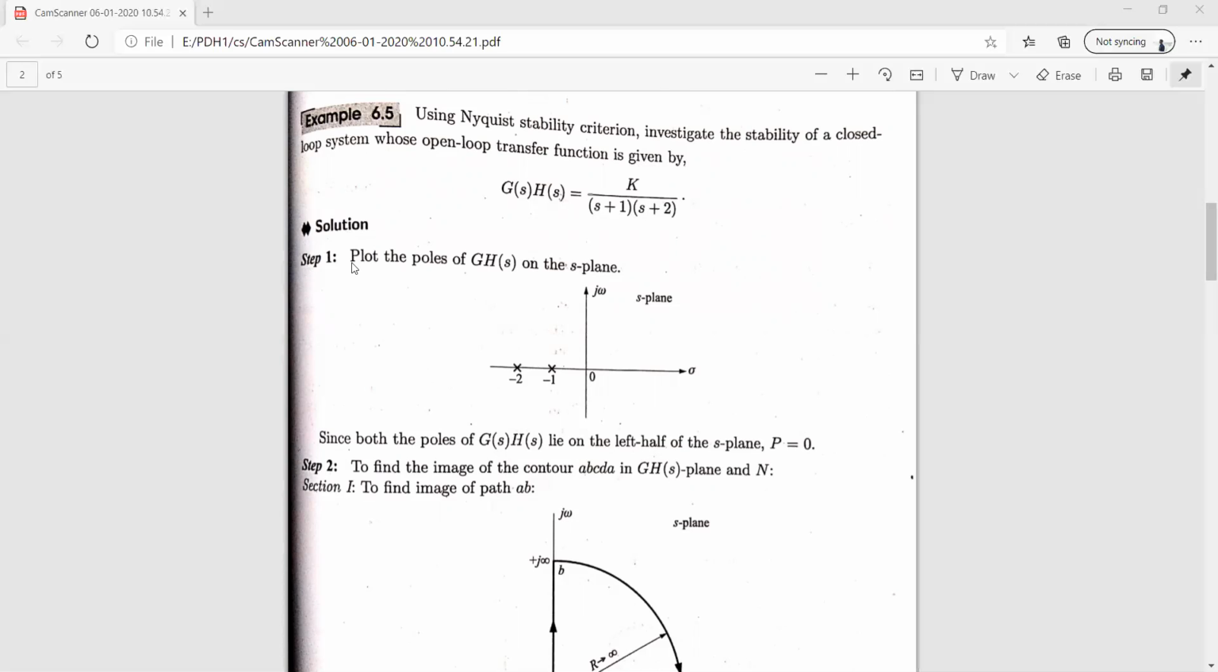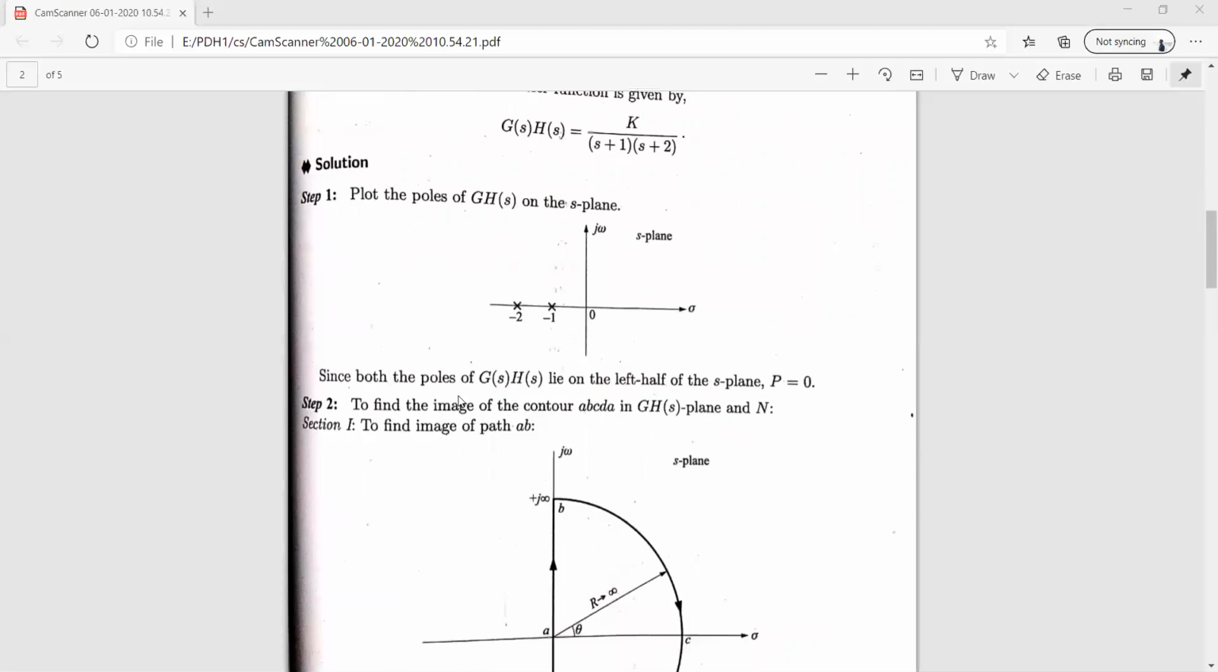The solution goes this way. In step 1, we need to plot the poles. How many poles do we have here? Two poles. One pole is located at -1 and one more pole is at -2. We have located -1 and -2 with cross marks. This is the S plane, sigma versus j omega. Since both the poles of G of S, H of S lie on the left hand side of S plane, therefore P equal to 0, meaning no poles on the right hand side of S plane. This is the first step.